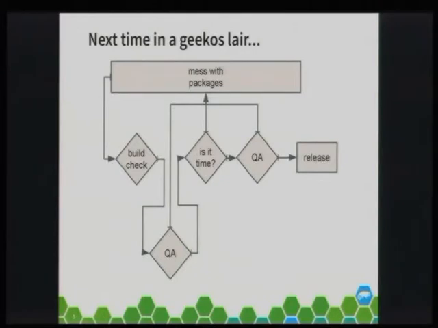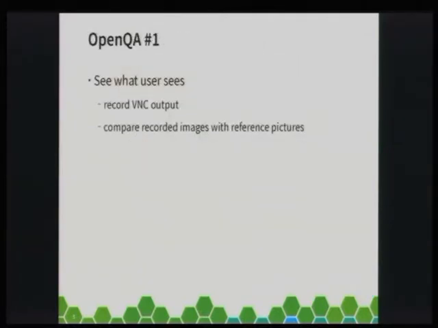We also needed to focus on the target user. The target user of a distribution is not another piece of software, it's a regular person, so we need to test that it's usable for them. So the first thing was that the automated testing system needed to see what a regular QA person or regular user sees. So we just take the VNC output of the virtual machines we were testing on.